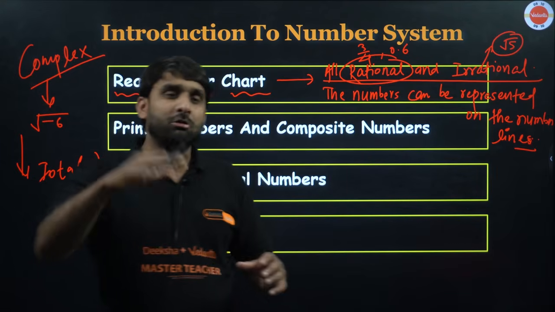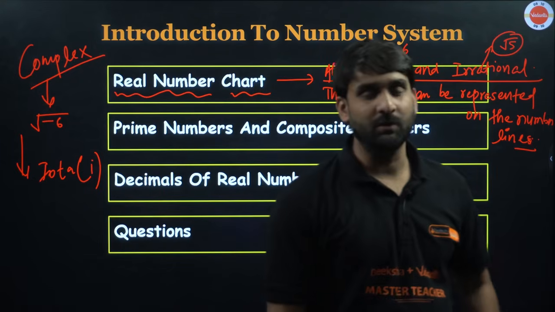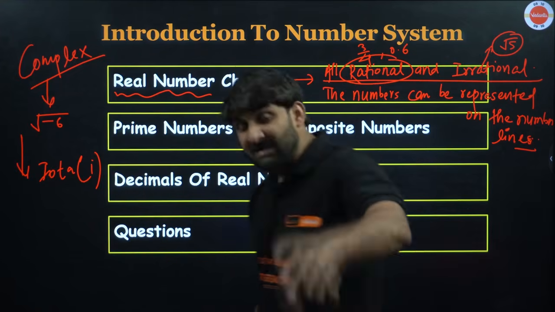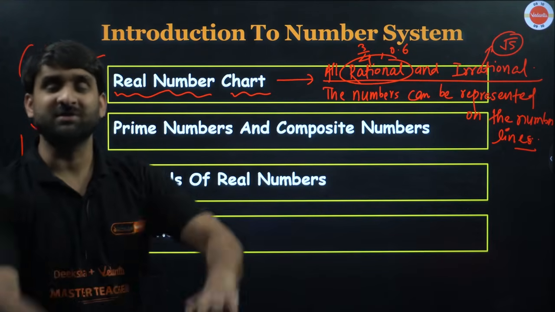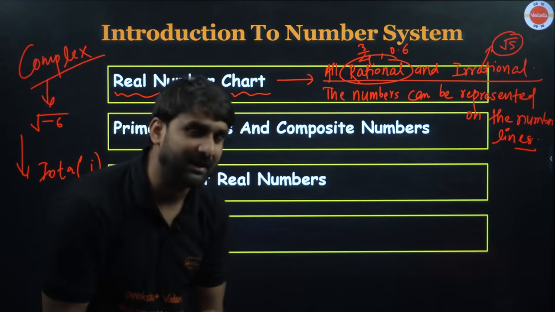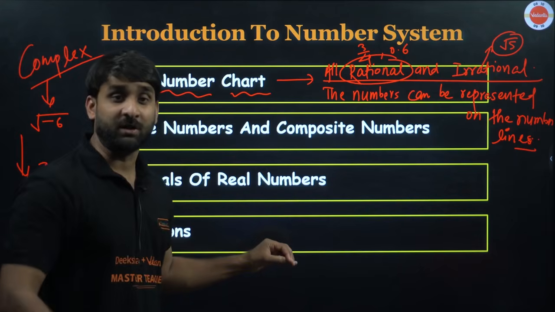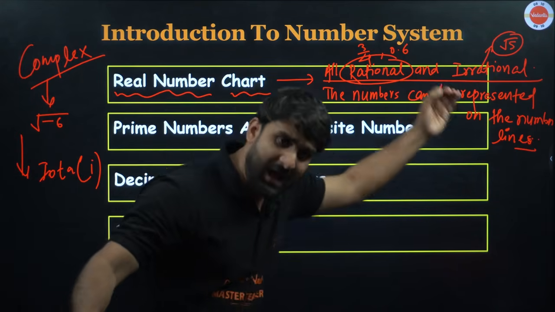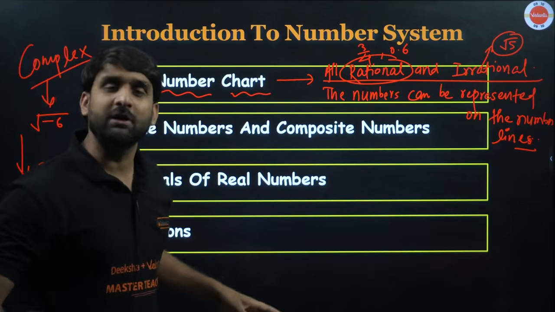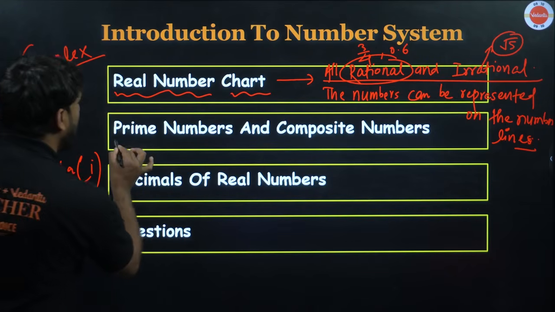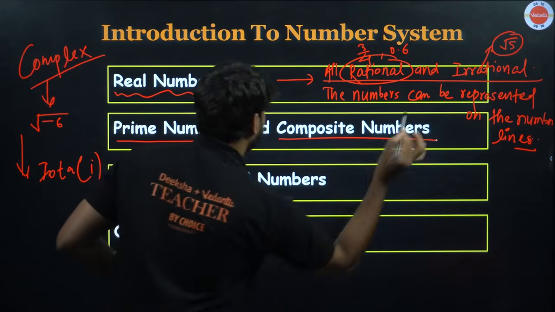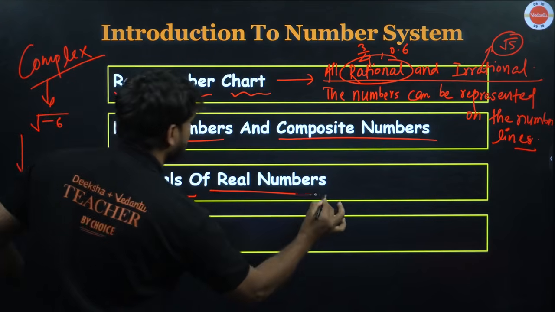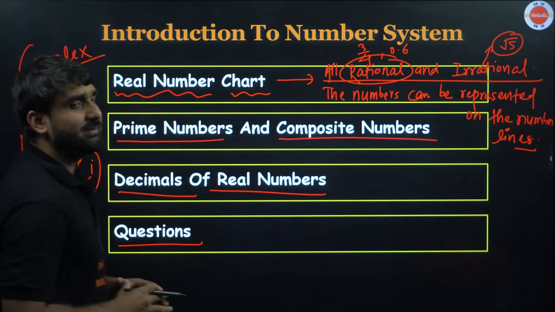You will be talking about complex numbers in higher classes when you will be studying mathematics in class 11th. There is a separate chapter on complex numbers, my dear. Here in this class 10th first chapter, we are only talking about real numbers, which means rational and irrational numbers. We are excluding complex numbers here. Okay. So now prime numbers and composite numbers, decimals of real numbers, and some questions we will be doing here.